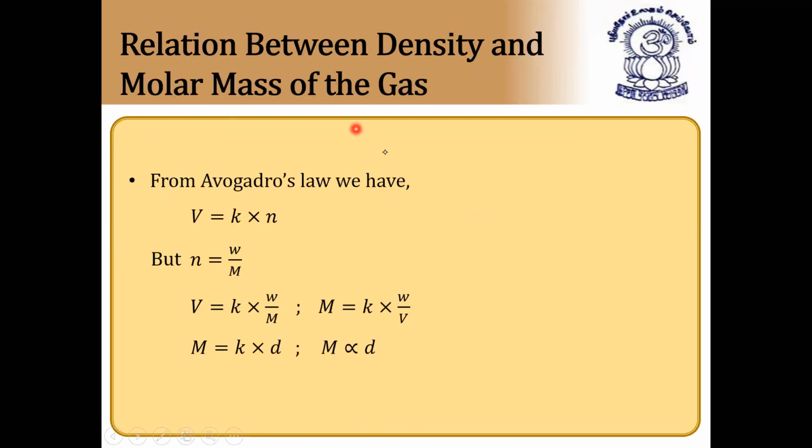Next, the relation between density and molar mass of a gas. From Avogadro's law, we know V is equal to K into N, and the number of moles is weight by molecular weight. So V is equal to K into W by M, and M is equal to K into W by V. Since W by V is density, you can see that molar mass is proportional to density. So density is proportional to molar mass. If the molecular weight of a compound is more, automatically its density is also more. I hope it is clear.